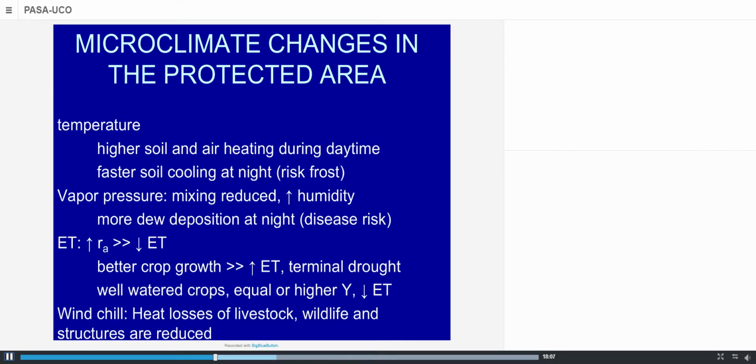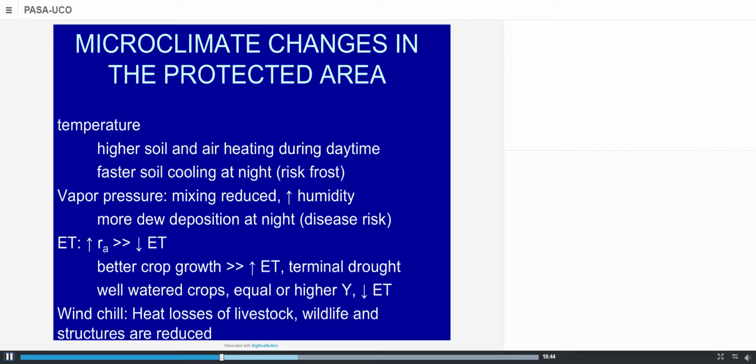If we increase soil temperature during the daytime, that will cause an increase in air temperature during the daytime. Then the low wind speed will be associated with a faster soil cooling at night. The temperature inversion will be more extreme, and that increases the risk of frost during the night.